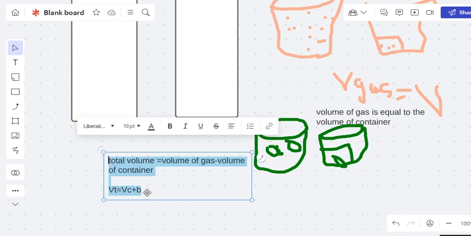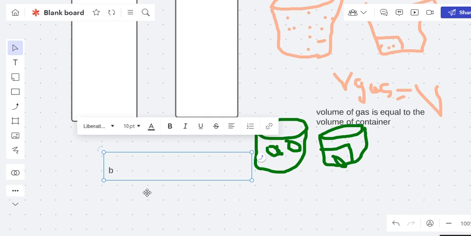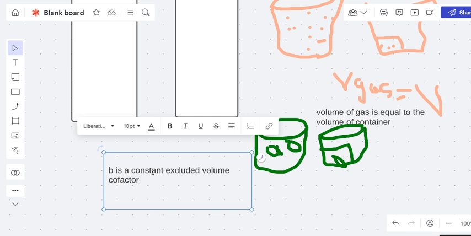So B is basically a constant here, which is the Van der Waals constant and also known as the excluded volume, and it has other names too. So B is basically an excluded volume, and it is a volume of the container.